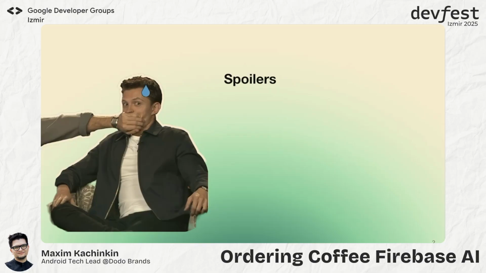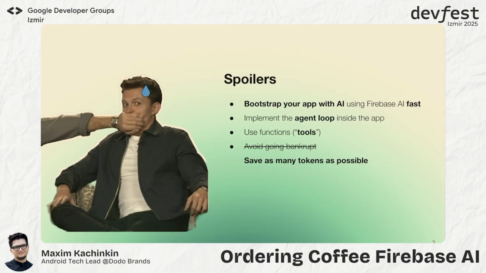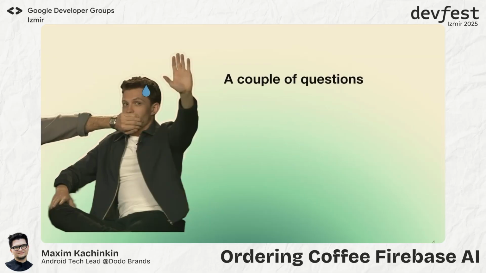And a bit of spoilers, what you're about to learn today. It is how to bootstrap your mobile app with AI, using Firebase AI really fast, how to implement an actual agent loop inside your mobile app, and what are functions, aka tools, in Firebase AI, and most importantly, how not to go bankrupt and save as many tokens as possible.